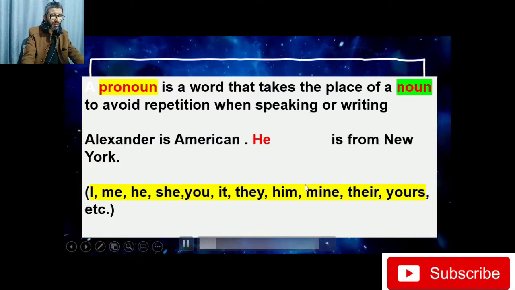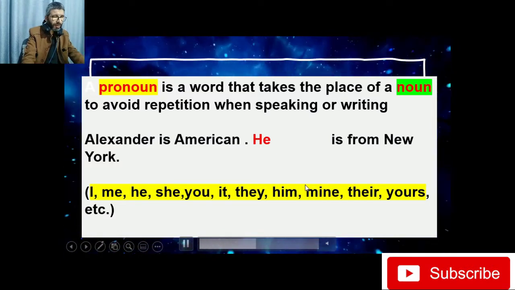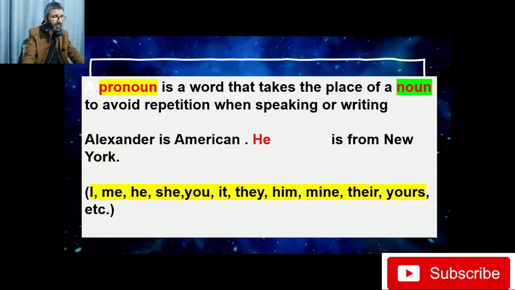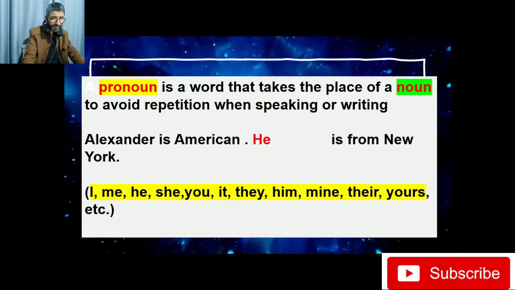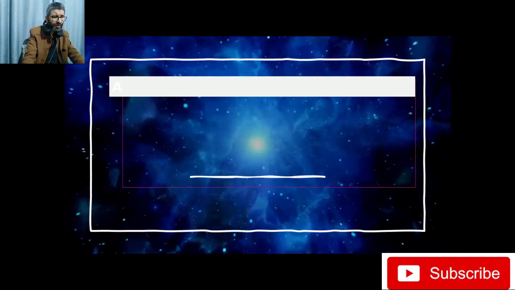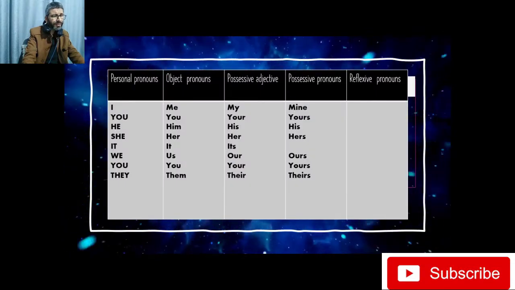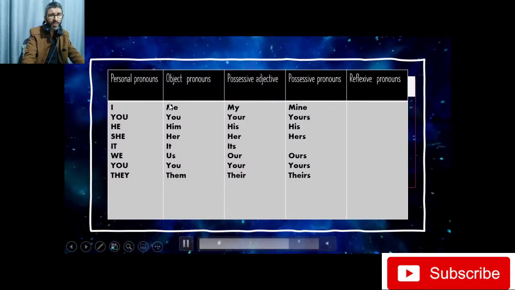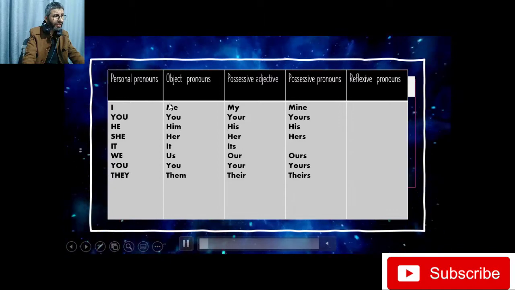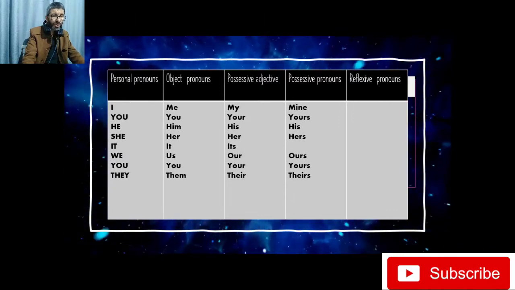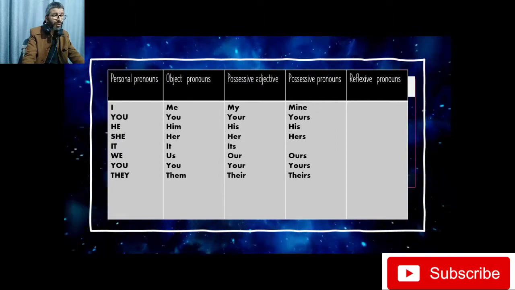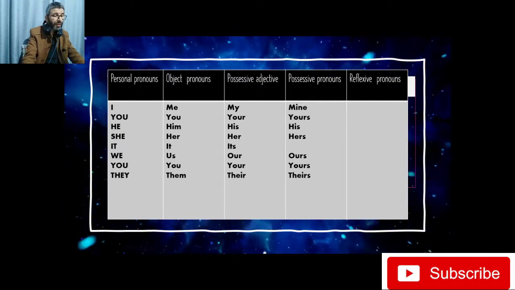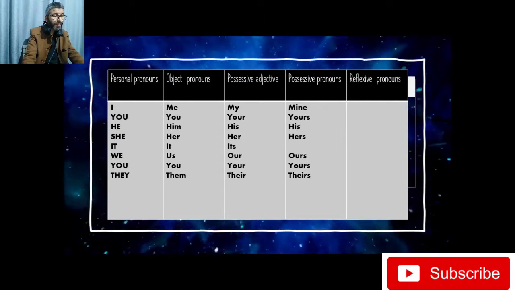Other pronouns that you have already learned are I, me, he, she, it, you, they, etc. So let's go to this table. Personal pronouns: we have I, you, he, she, it, we, you, they. Object pronouns: me, you, him, her, it, us, you, them.